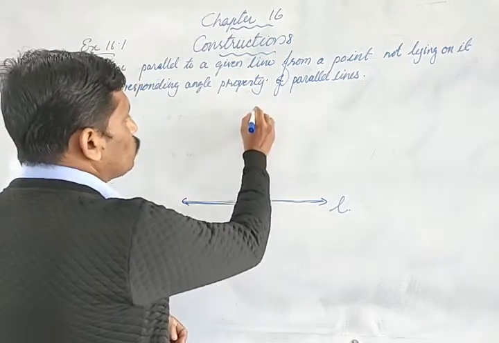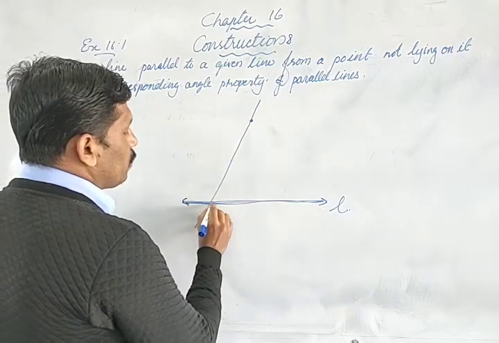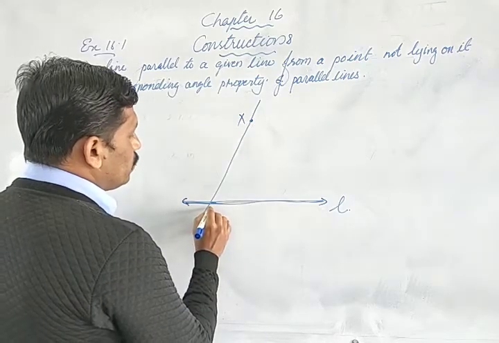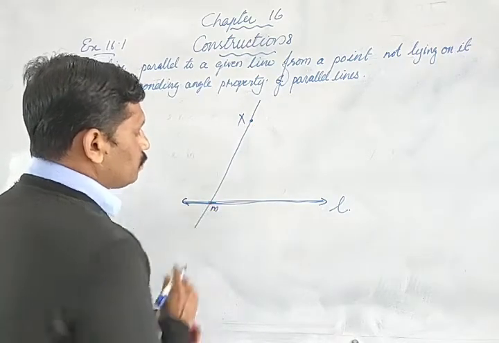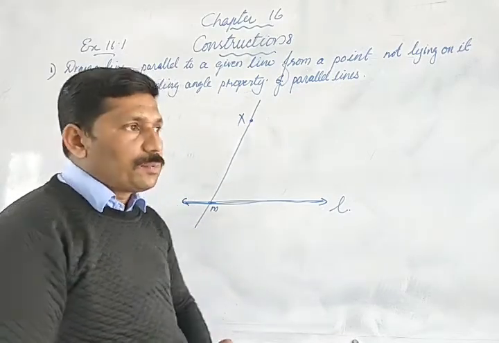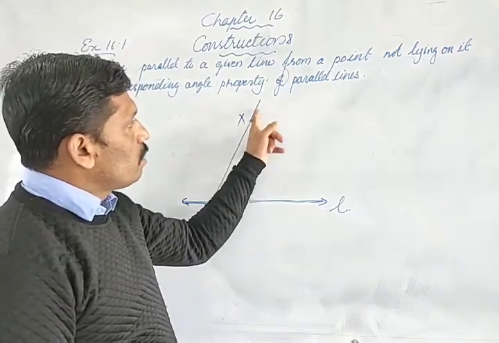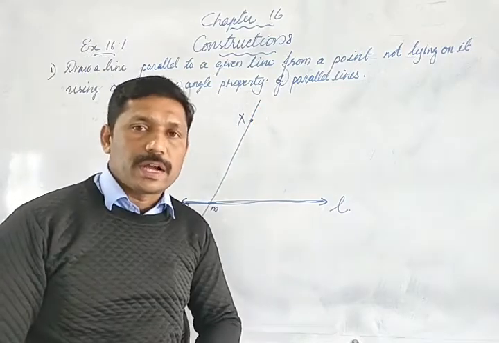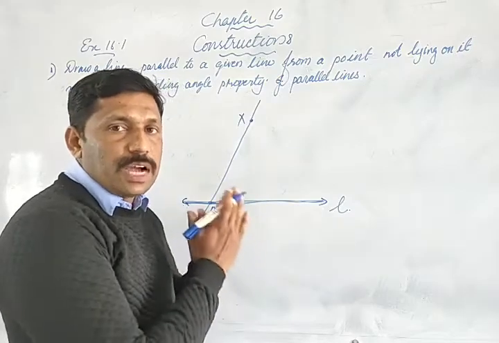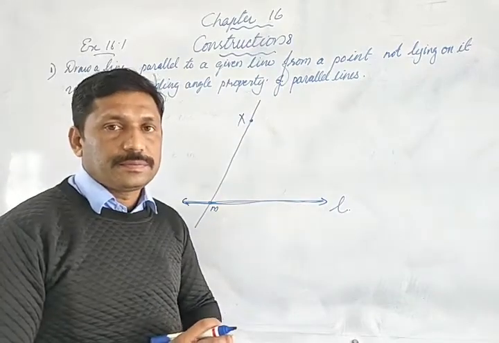First we join these two points, and here we get another point, that is any point. Here we can give X, and here we can give M. After joining this, now we want to select the corresponding angle property. If this is one angle, then the angle opposite to it is the corresponding angle. Corresponding angle means both angles should lie on the same side of this transversal line.